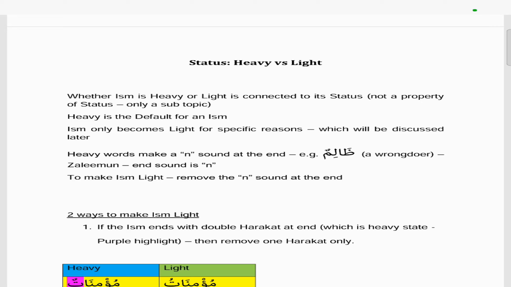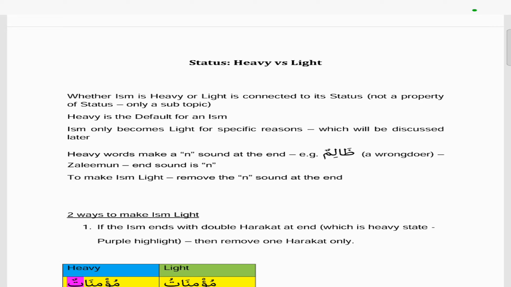So we'll continue with our discussion on one of the properties of an ism. There are 4 properties. The first one is the status. Now we will discuss the concept of heavy versus light. Whether an ism is heavy or light is connected to its status. It's not a property of status, it's only a subtopic. So it's not one of the 4. The 4 are gender, number, type, and status. Heavy versus light is actually a part of the status.